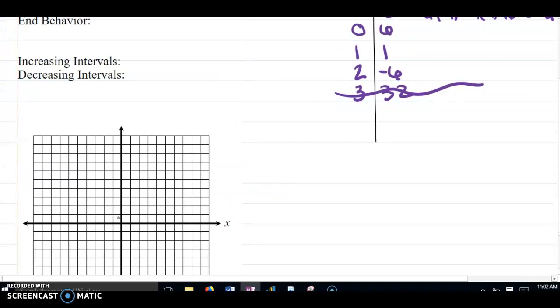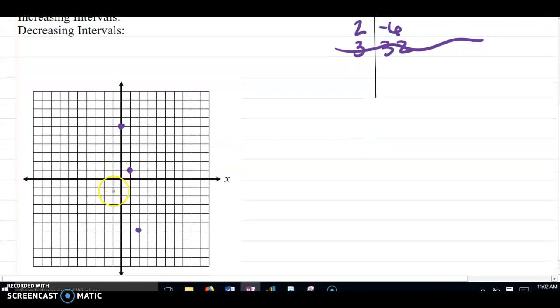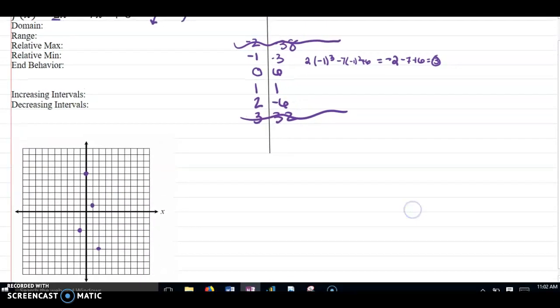We have 0, 6, 1, 1, 2, -6, and I also had -1, -3. So when you look at this graph, it doesn't look like anything of relevance. It looks like points all over the place.